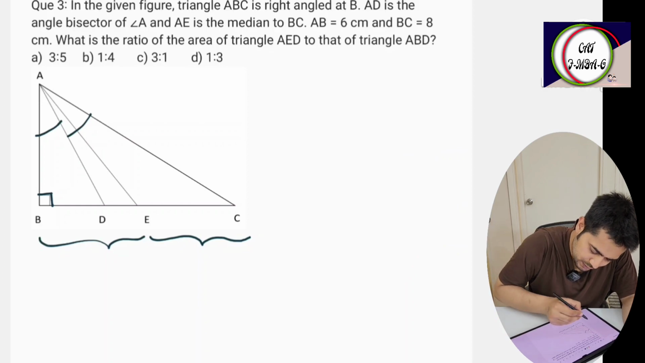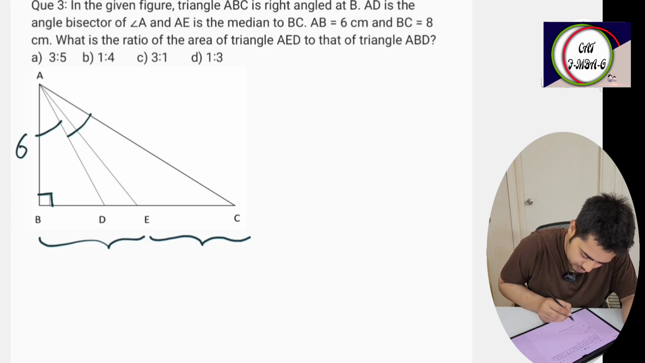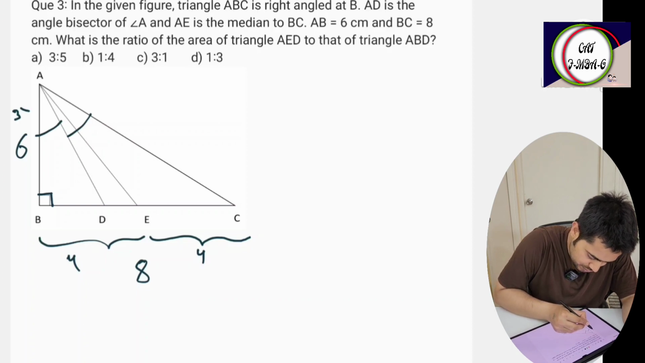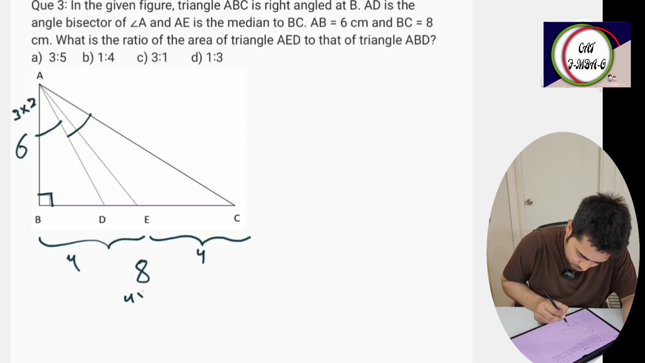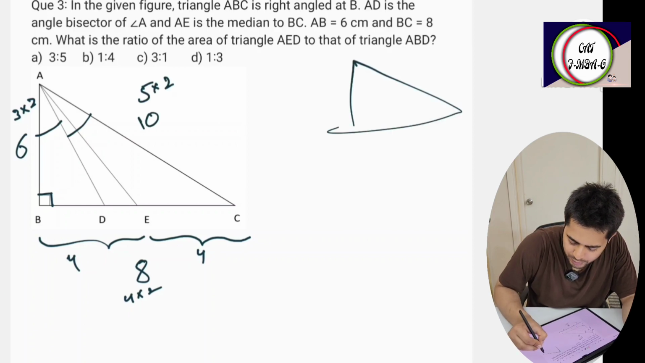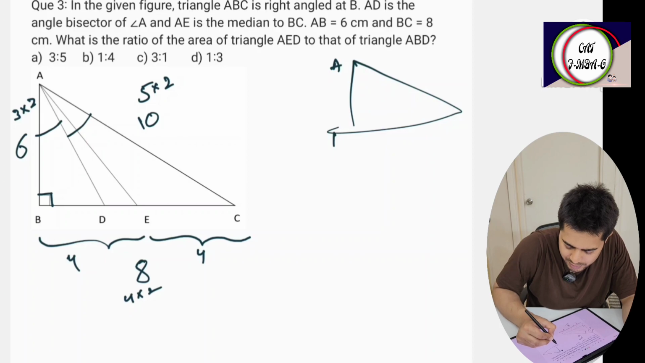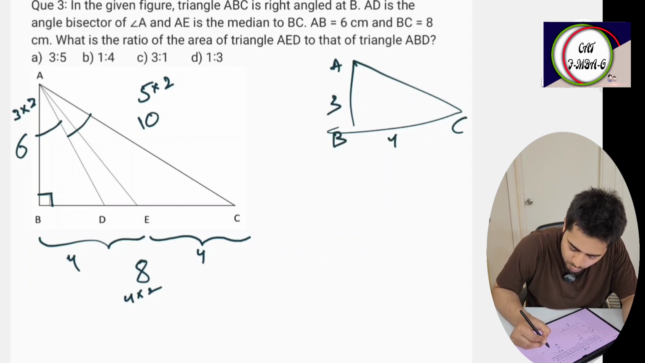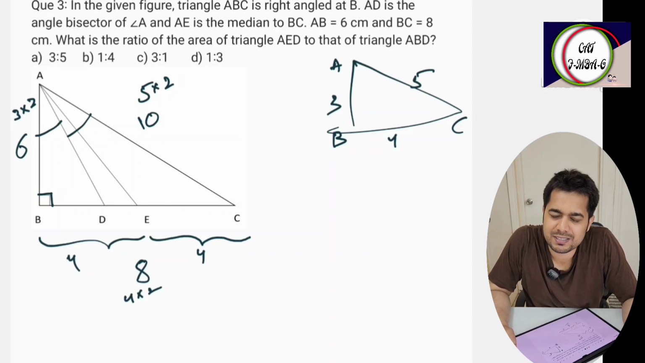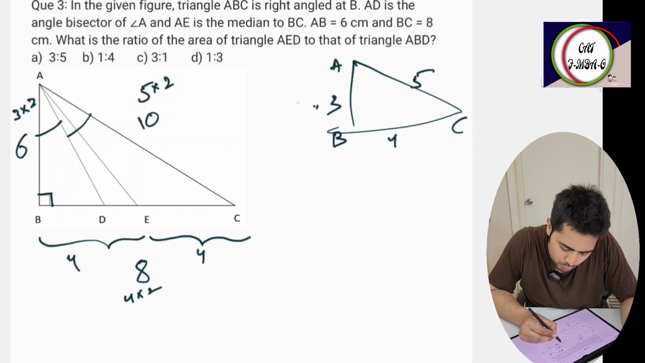Okay, so it is given that AB is equal to 6 and BC is 8. So BE is 4 and EC is 4. So this is 3 into 2, this is 4 into 2, so this is going to be 5 into 2, 10. How did I arrive at this solution? If ABC is a right angle triangle, then 3, 4, 5 is a very important Pythagoras triplet which is frequently used in CAT kind of examinations.